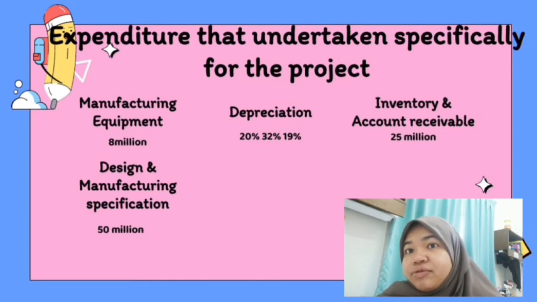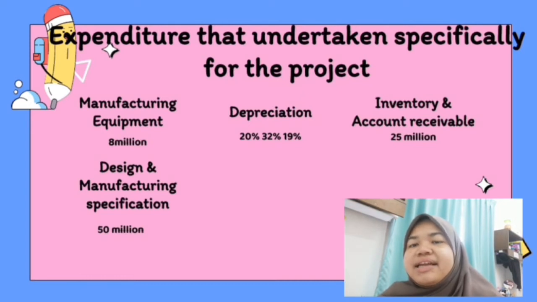For the first question, which cash flow should be incorporated into the project forecast? First thing first is 8 million from manufacturing equipment that is going to be used in the initial outlay calculation. Second is the depreciation that is stated in the question for 3 years, which is 20, 32 and 19, all of them in percent.